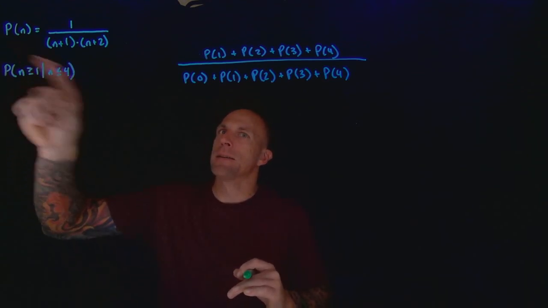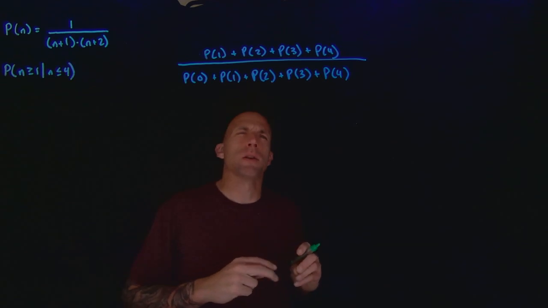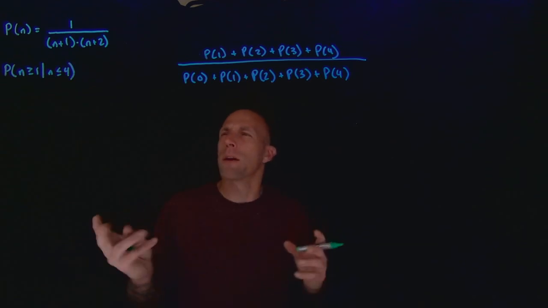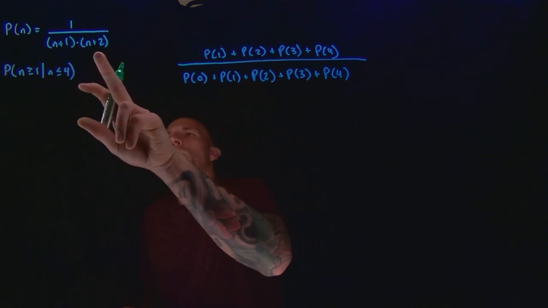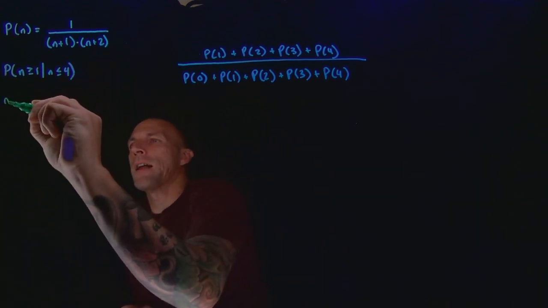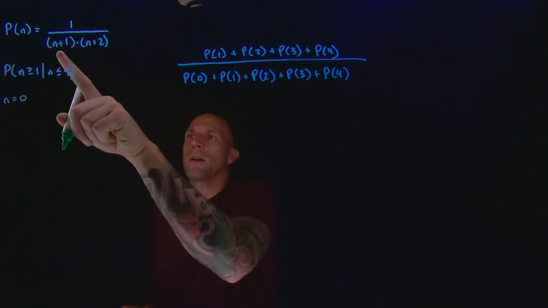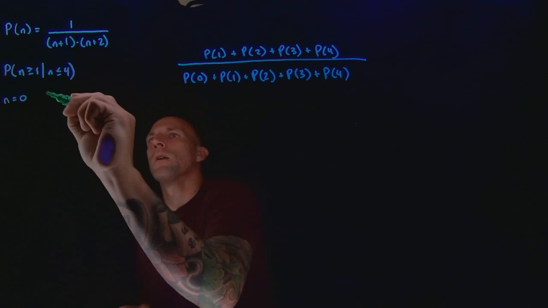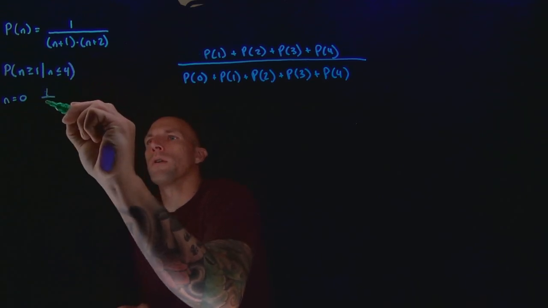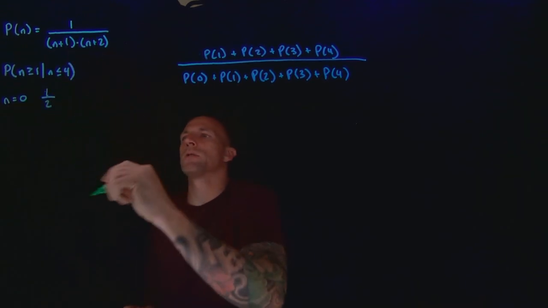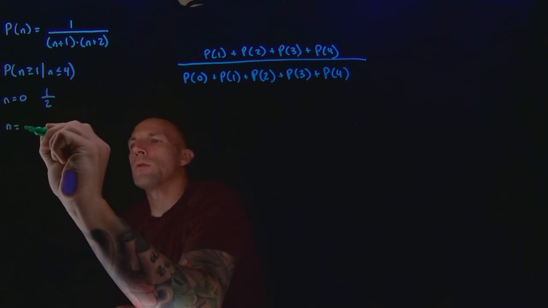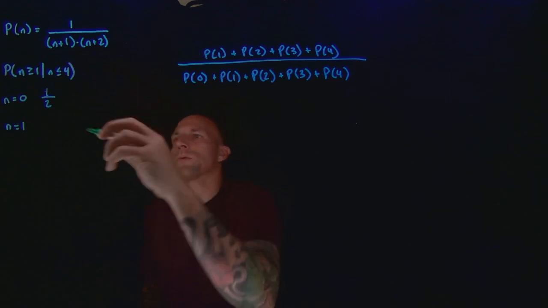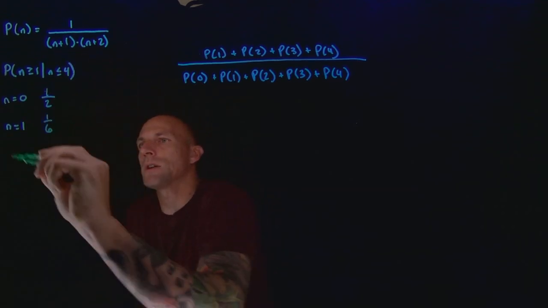And I'm not even sure this is Bayes' theorem as much as it is conditional probability. Whatever the case, this is how you work it out. So we have this here, let's say for n equals 0, we're going to plug in our 0, that'll be 0 plus 1, 0 plus 2, that's going to be 1 over 2, right? Just 1 times 2. And then for n equals 1, it's going to be 1 plus 1 is 2, 1 plus 2 is 3, 2 times 3 is 6. That's going to be 1/6.